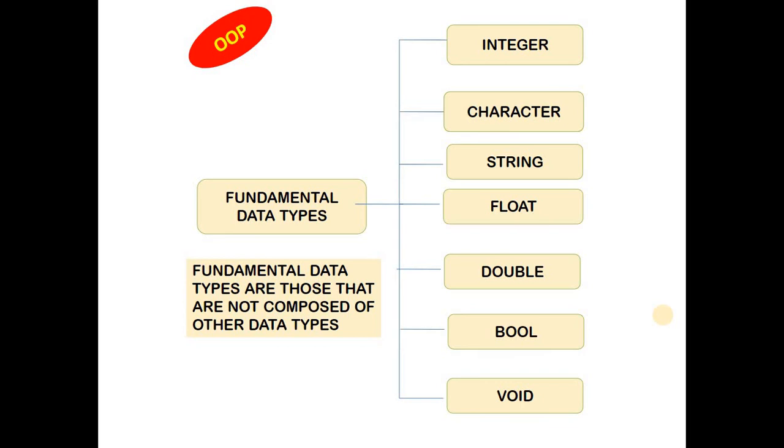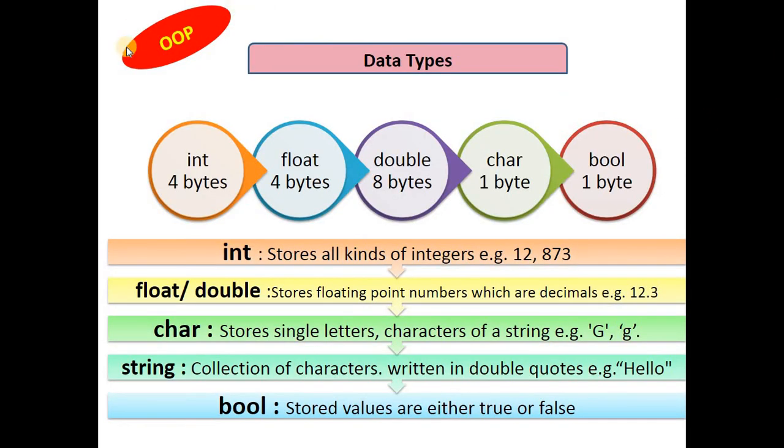Dear students, remember that fundamental data types are those that are not composed of other data types. That means they are not made from any other data types. They are their own, and they do not take the help of other data types to build themselves. So these are all the data types. Out of that, we are going to see about certain data types, that is int, float, double, char, bool.